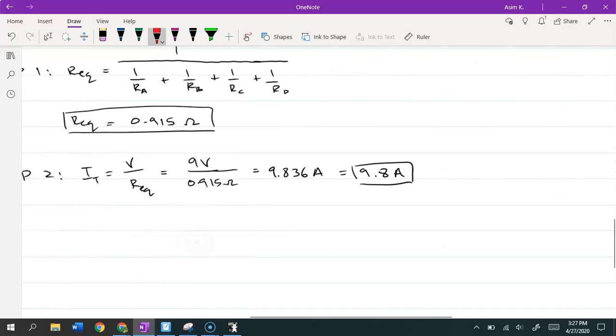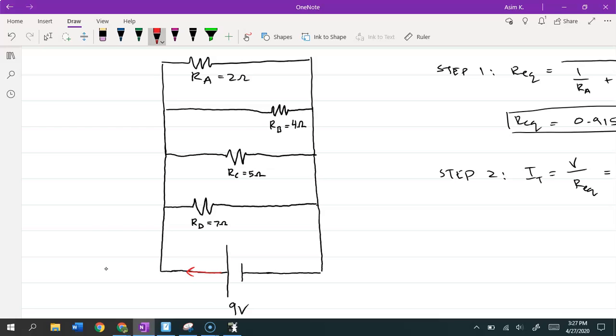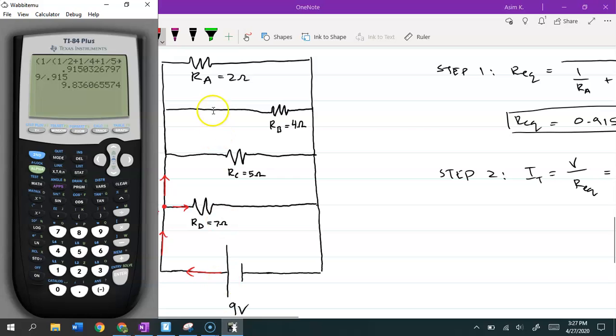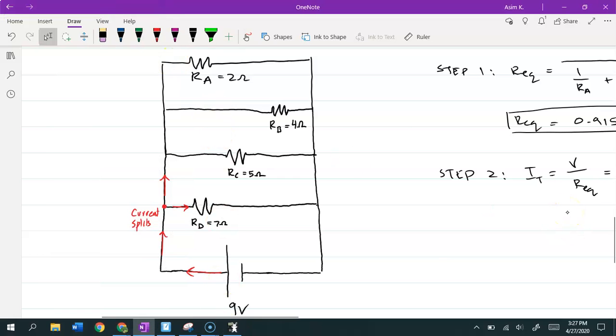All right, how much was the total current? The total current was 9.8 amperes. So there's 9.8 amperes of current that flows. Notice at this first juncture, what happens is the current is going to split. All right, the current splits. And when the current splits, part of it is going to continue on in that pathway, if you want to call it that, and part of it is going to run through that resistor. And then like this, the current is going to continue in this pathway, like this over here.